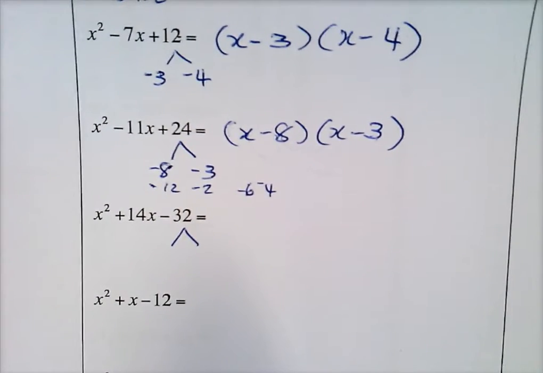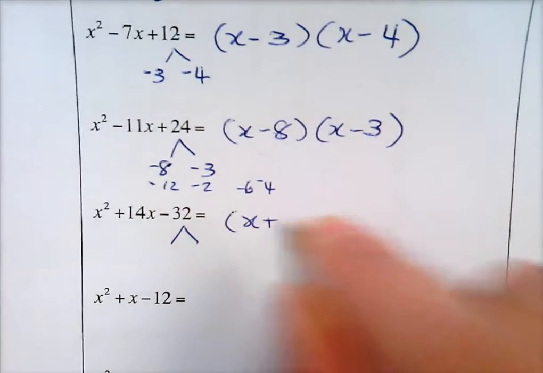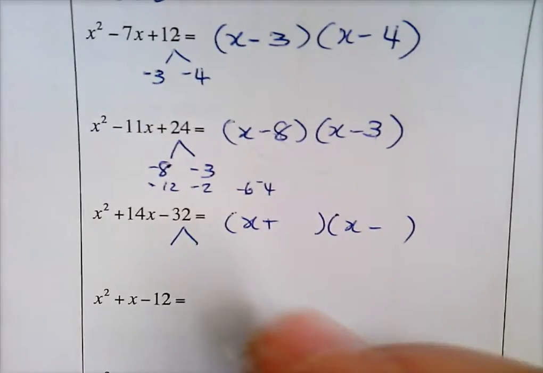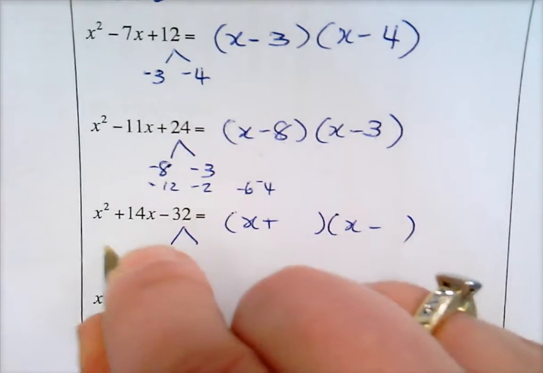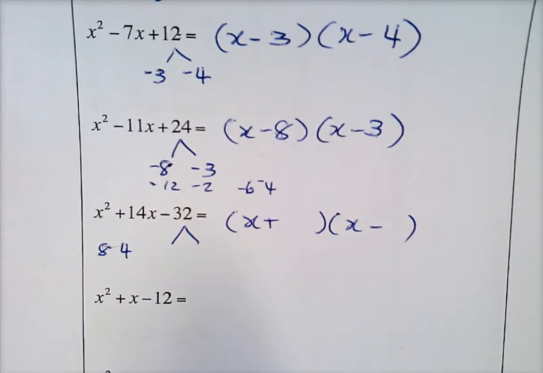The next one. Girls, negative 32. I need a positive and a negative. X plus, x minus. Because two numbers that multiply to give 32, start thinking, but add up to give 14. So what have we got? 8 and 4. But that can't give me 14. Think again.